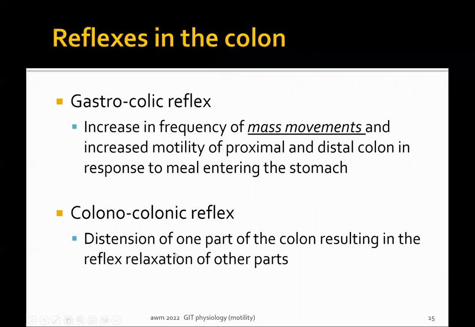Colonocolonic reflex is distension of one part of the colon resulting in reflex relaxation of other parts. So we're talking about, remember, you've got your ascending colon, transverse colon, descending colon, sigmoid colon, and you cannot move all of that mass, the luminal contents, all at once. So that's just information circulating between the enteric nerves within the colon itself.